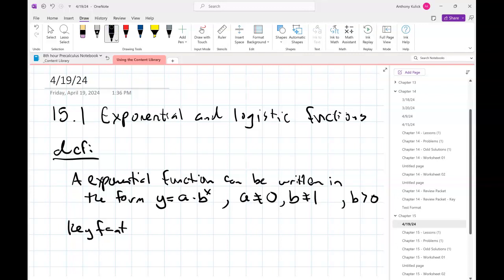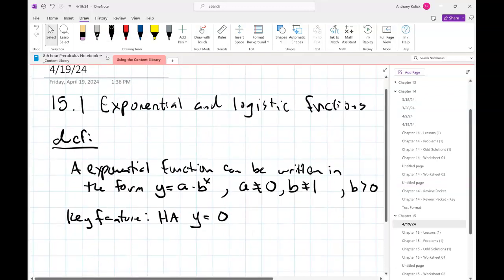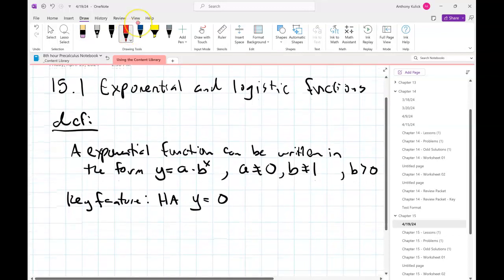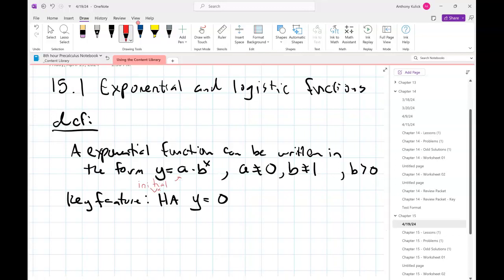A key feature to all exponential functions is they all have a horizontal asymptote. And the ones in the form y equals a times b to the x, that horizontal asymptote is always at y equals 0. As a piece of vocab, the a we call the initial value, and b we call the base of the exponential. So just some vocab.